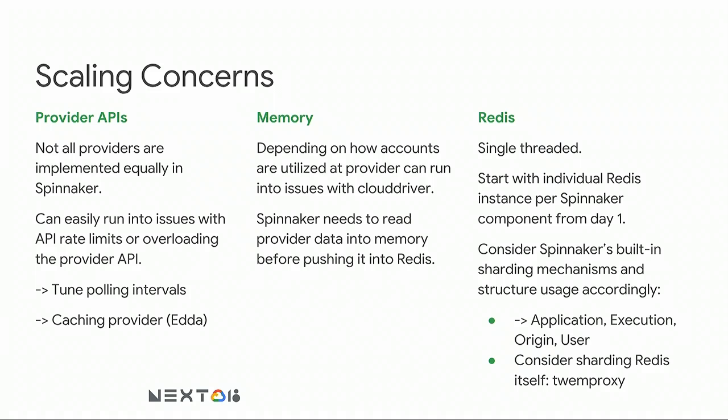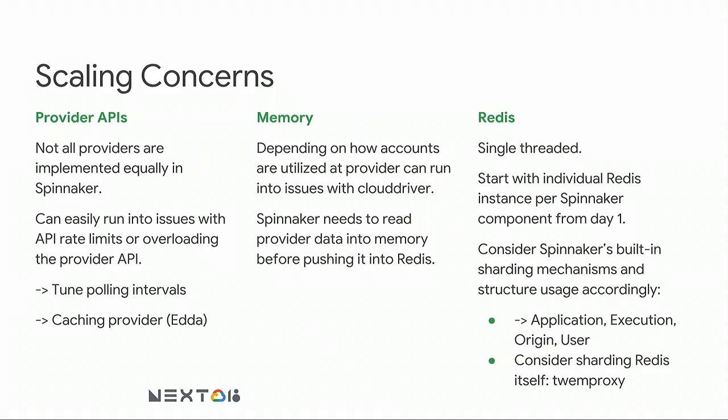Also, make sure you have enough memory to run things. Because Spinnaker is collecting data about your infrastructure, it has to collect the current state of all your deployments before it can flush it into its cache to do queries. So you need to have that room to get data as you're scaling out.